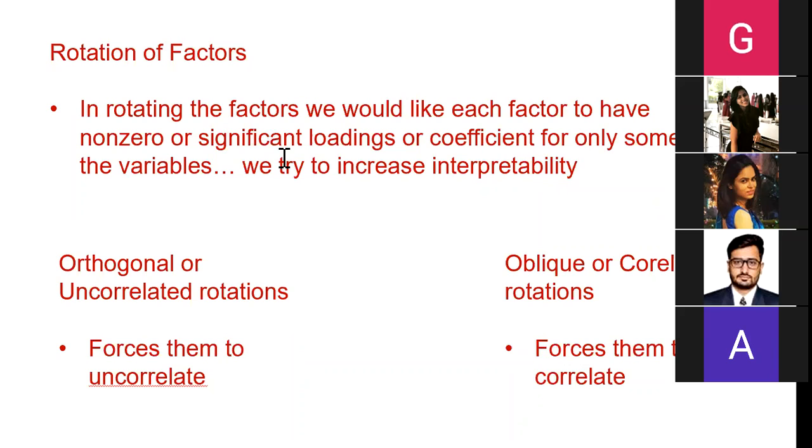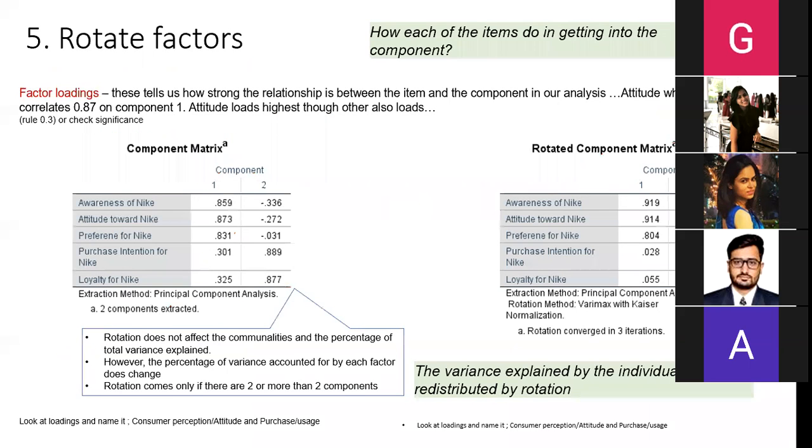In rotating the factors, we would like each factor to have non-zero or significant loadings or coefficients for only some of the variables. We try to increase interpretability. What do we do? In SPSS, you just have to tick one option of rotating the factors. Let me show you one example.